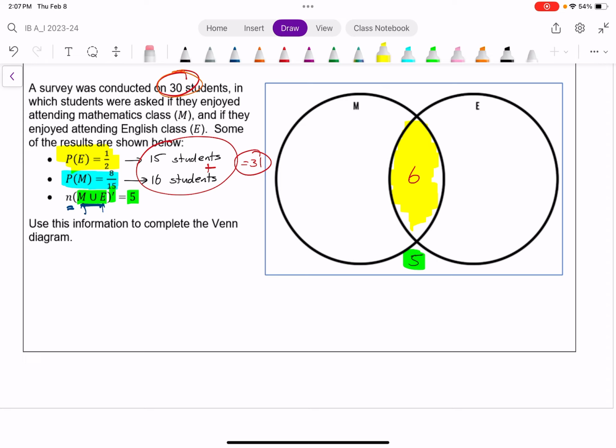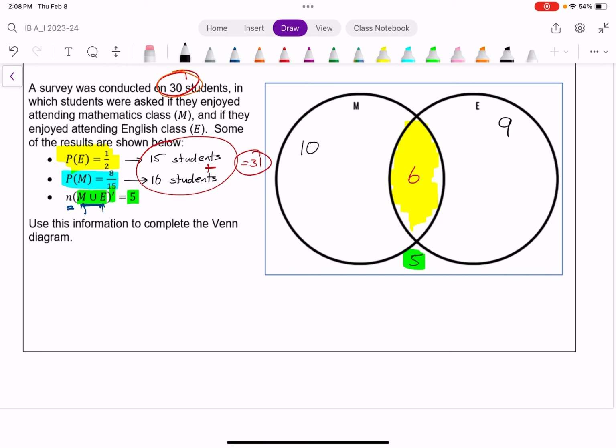Which means now I've got some simple arithmetic. I know there's a total of 16 students who enjoy math, 6 enjoy both, which means there must be 10 who only enjoy math and don't enjoy English. And likewise for English, there's 15 students in total who enjoy English. There's 6 we've already counted, which means there must be 9 others who only enjoy English and don't enjoy math.